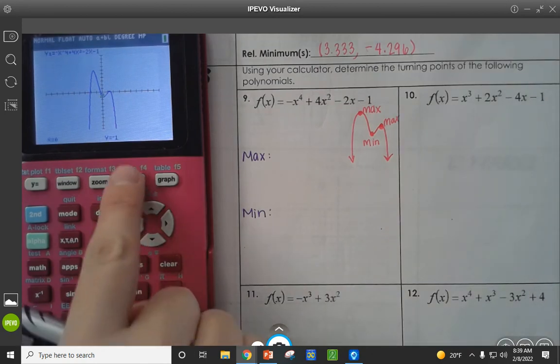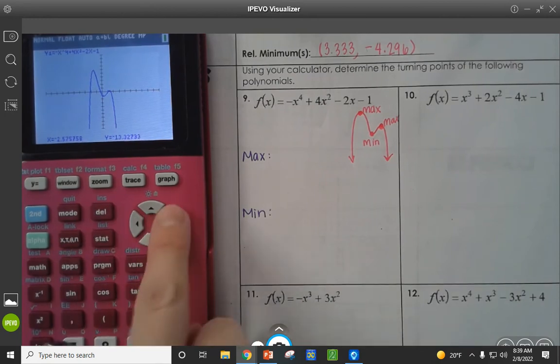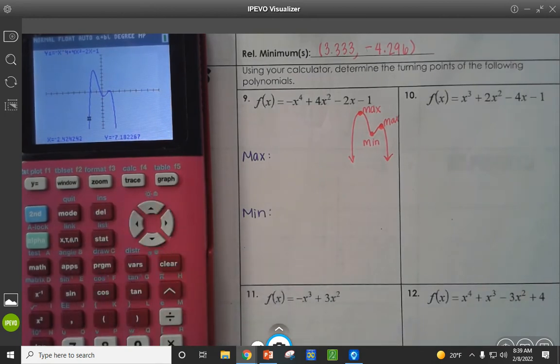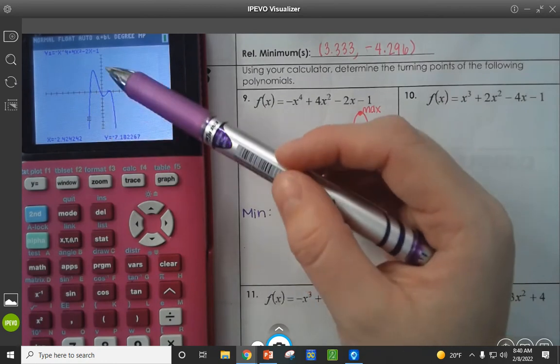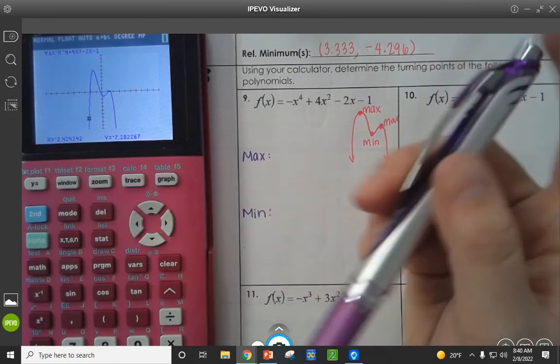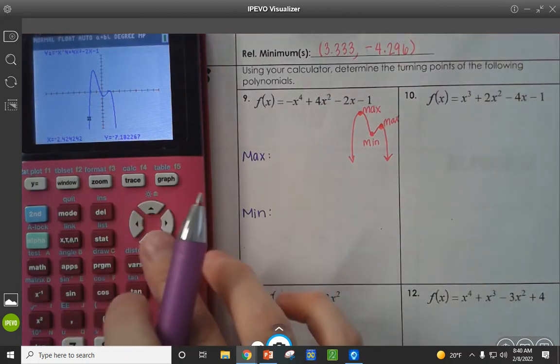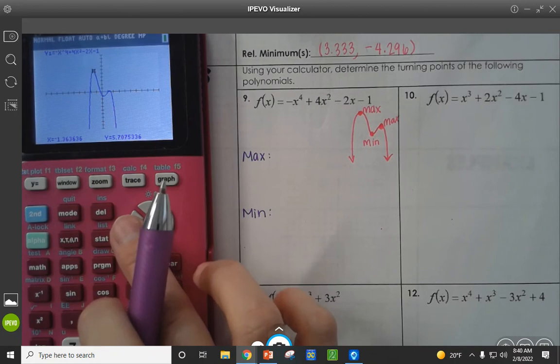We hit the trace button. Now I would always like you to start on the left, because when we get to increasing and decreasing, we work left to right. So if you get in the habit of always starting on the left, that would be good. And then we arrow to this maximum.